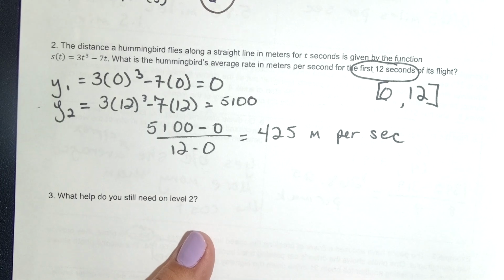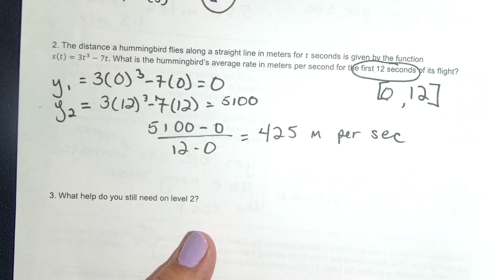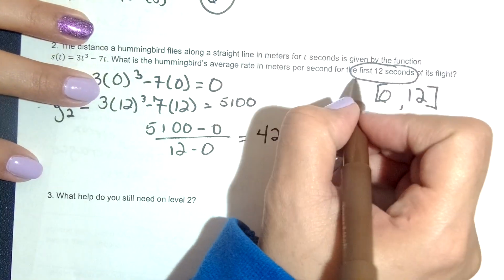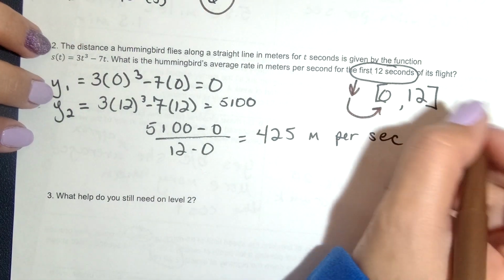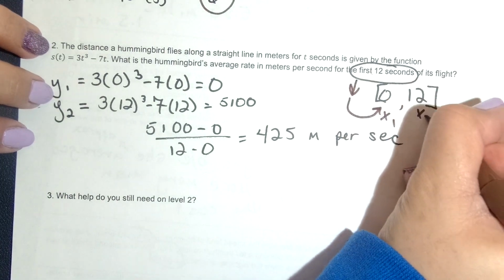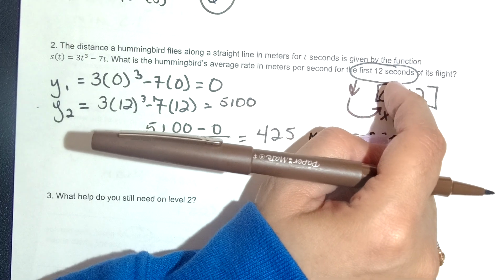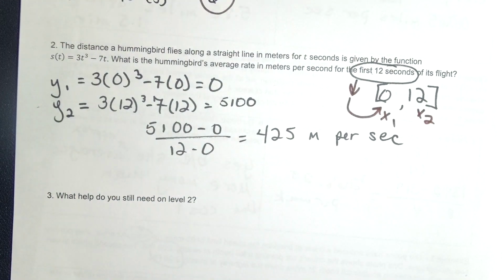You still have to use the slope formula. If there is no starting point, if it just says first whatever, the x value is always going to be 0, the first one. The first x value will be 0. And the second x value will be what they tell you, first 12 seconds, okay? Over that interval, that's what that means. First 12 seconds, first 20 seconds is an interval from the start, which is 0, to the end, in this case, which is 12. Start to end. And then you just do the slope formula.